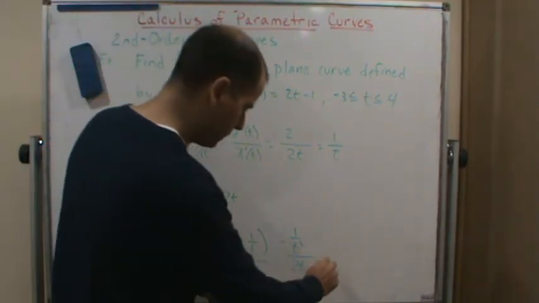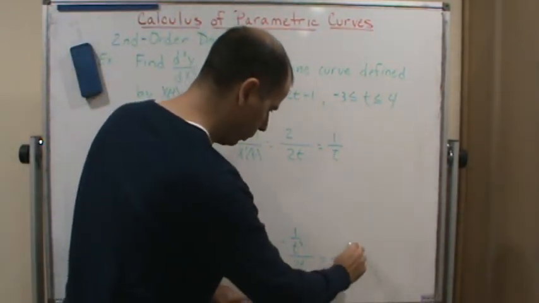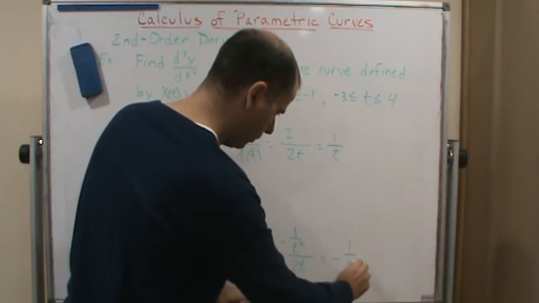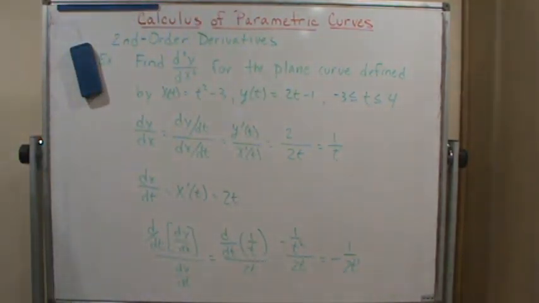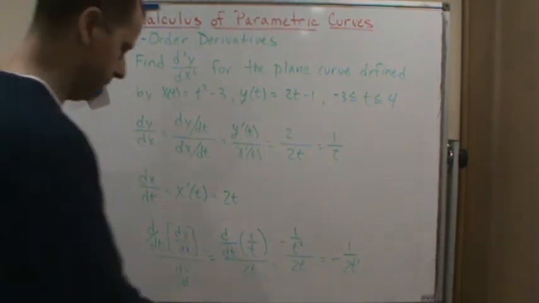And so this then just becomes -1 over 2t cubed. And we're done.